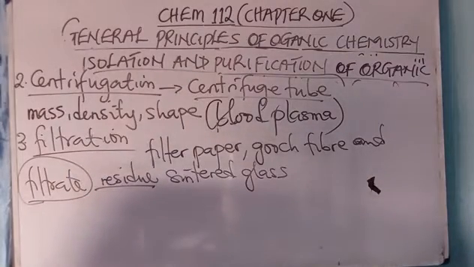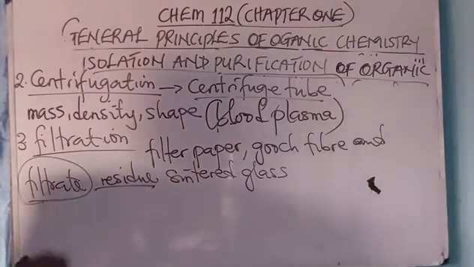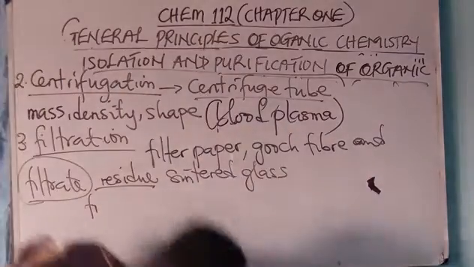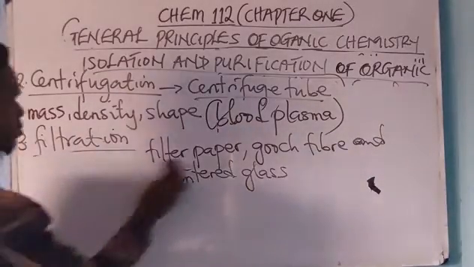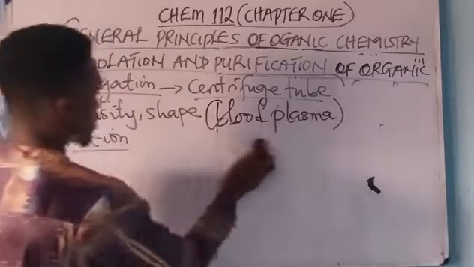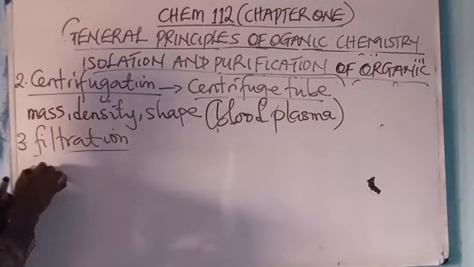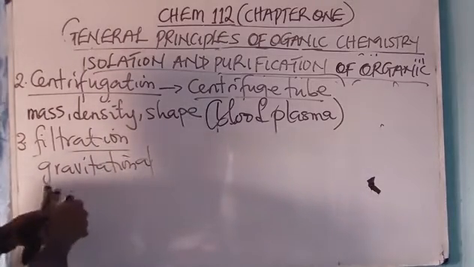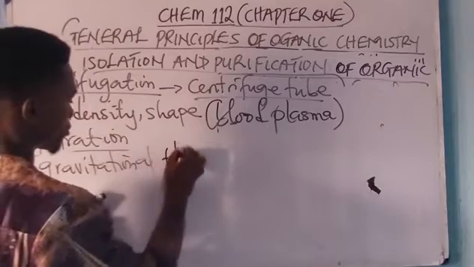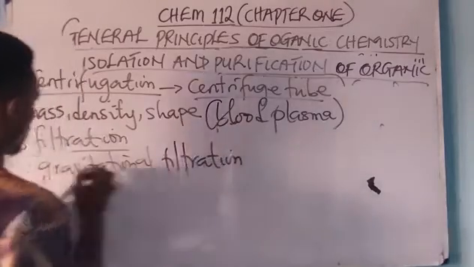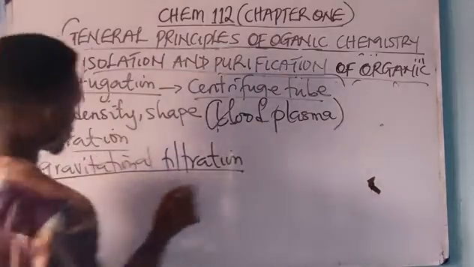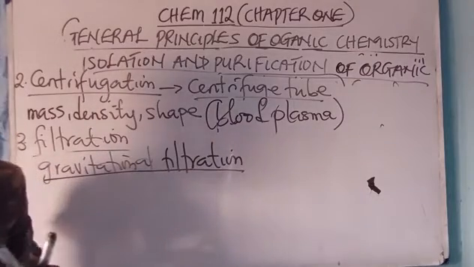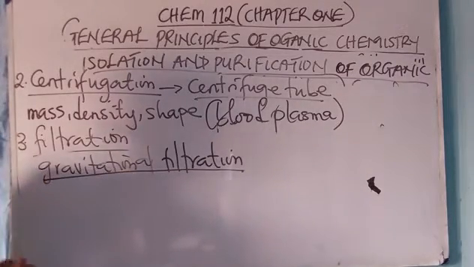Again, please, a basic filtrating method is called what? Filtration. A basic method of filtration is called gravitational filtration. The basic method of filtration is called gravitational filtration, which means that in this type of filtration, gravitational pull is required.